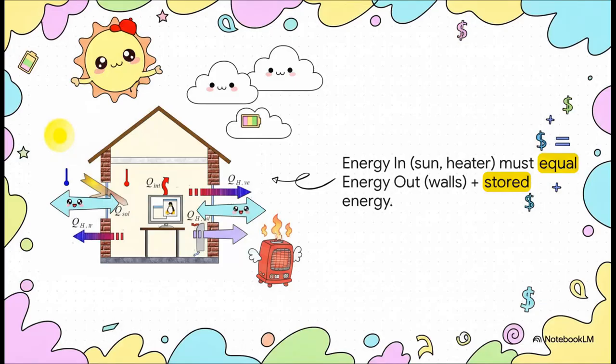And this brings us right back home, literally to our house. We can actually see the first law playing out. All the energy coming in from the sun, your furnace, even your laptop, that has to equal all the energy going out through the walls, the windows, the roof, plus any change in the heat that's actually stored inside the house. The budget has to balance.